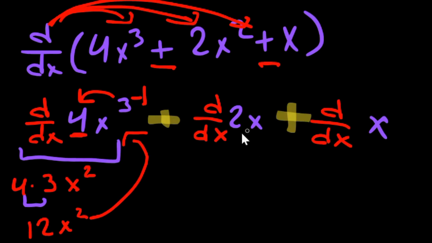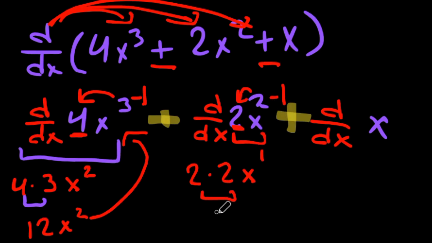Now let's move on to this part. The derivative of 2x. Actually, sorry, 2x squared. I forgot to put that there. Same thing. We're going to do the same exact thing. We hop the 2 down, forward, multiply with this 2, and this leaves away 1. So we're going to get 2 times 2 times x, and then 2 minus 1 is 1. So 2 times 2 is 4. So we get 4x to the first, which is equal to 4x.